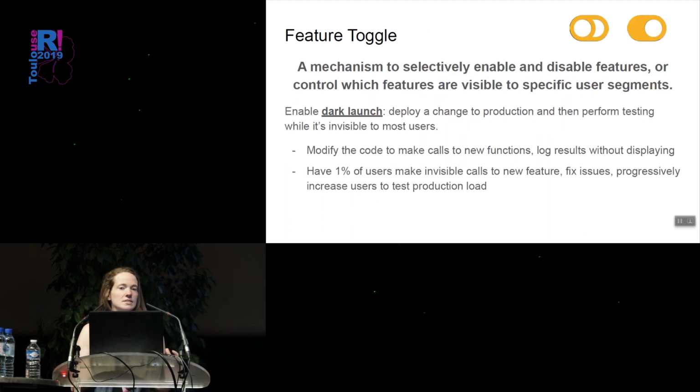So the feature toggle is essentially a mechanism to selectively enable and disable features and then control which of those features are visible to your specific user segments. This enables you to do something that they call a dark launch. So take a set of features that are new, your development features, and just make them available to a beta testing group, but have them in that same production app, and over time, release that new feature set to a bigger and bigger set of users.